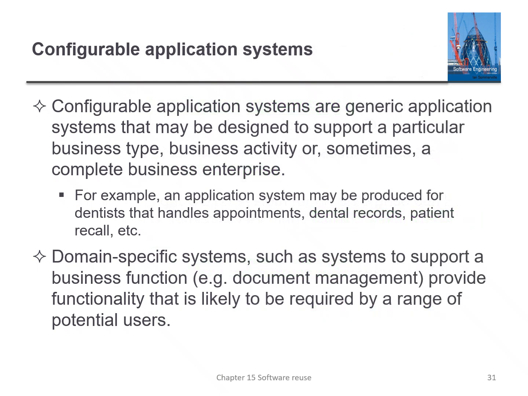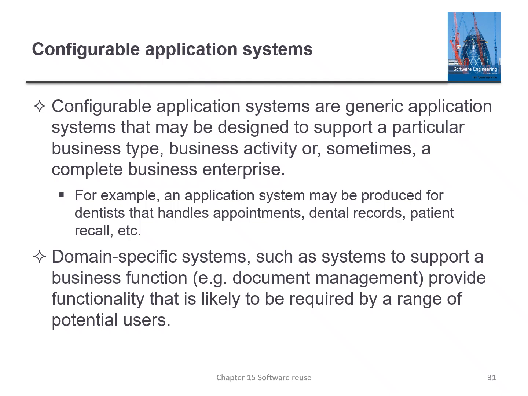Another approach in reuse is the configurable application system. These are systems designed as a generic application system that may be designed to support a particular business type, business activity, or sometimes a complete business enterprise. For example, an application system may be produced for dentists that handles appointments, dental records, patients, and so on. So these are very domain specific, meaning that they are tailor-made for a certain industry.